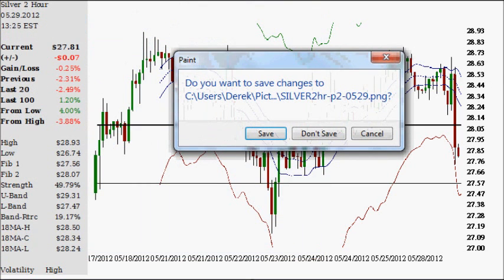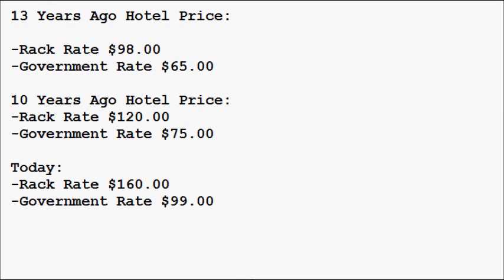It's been 5 years since I've checked into one. It's been 10 years since I've worked at one. But when I first worked at a hotel 13 years ago, at the hotel I worked at, the rack rate, which is the most expensive rate, or what I call most of the time the sucker's rate, was $98 then. The Canadian government rate, which was the cheapest rate, was $65. The last year that I had worked, in 10 years, the rack rate was actually $122, but still, we'll say $120 for even numbers. And the government rate was $75.